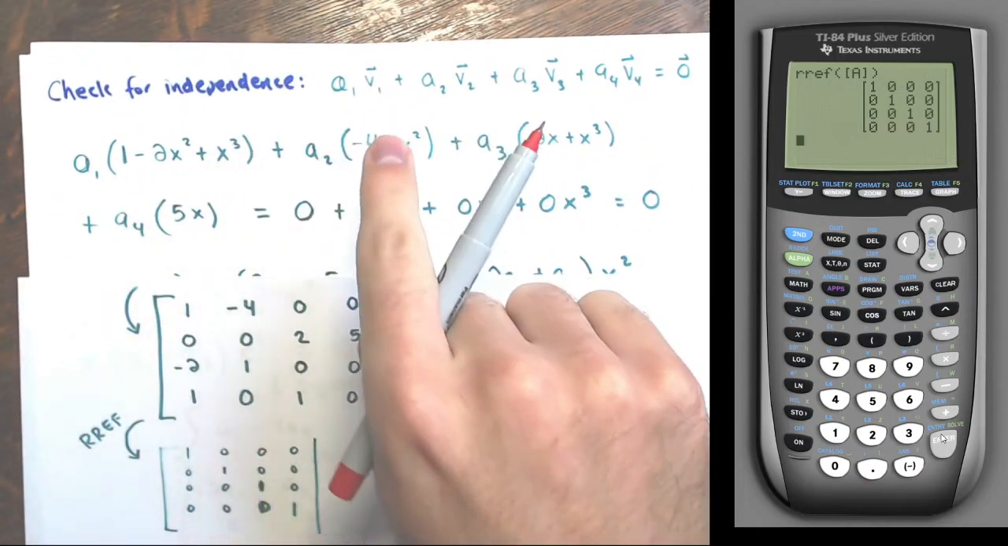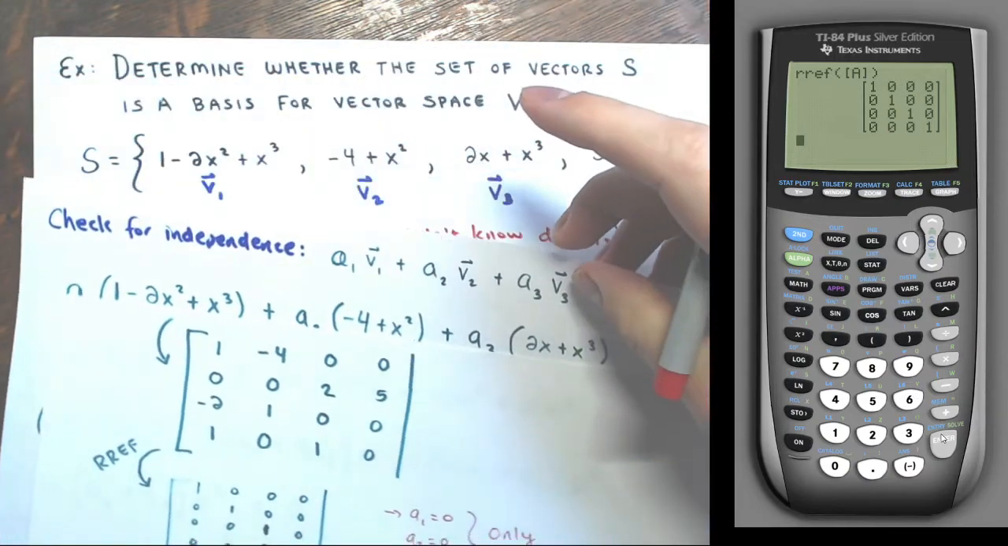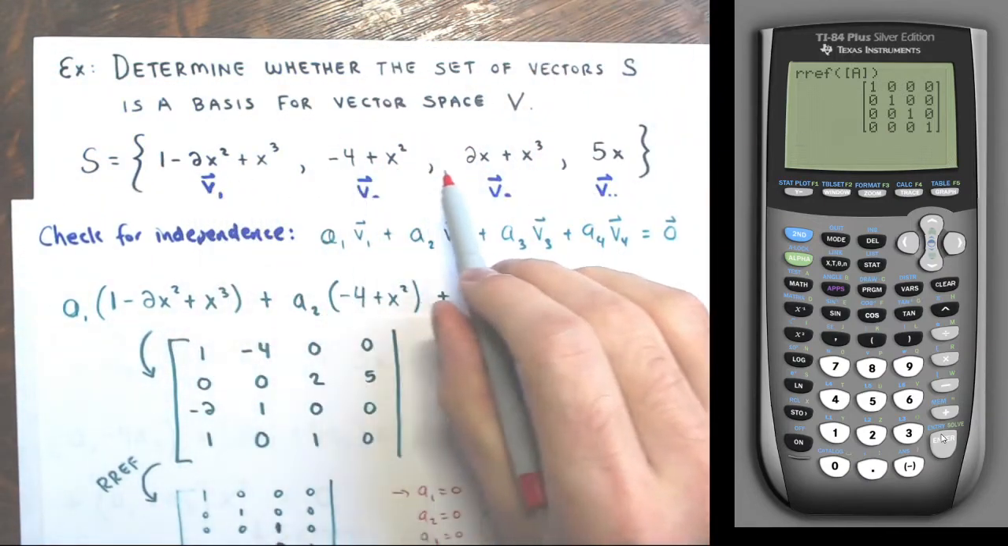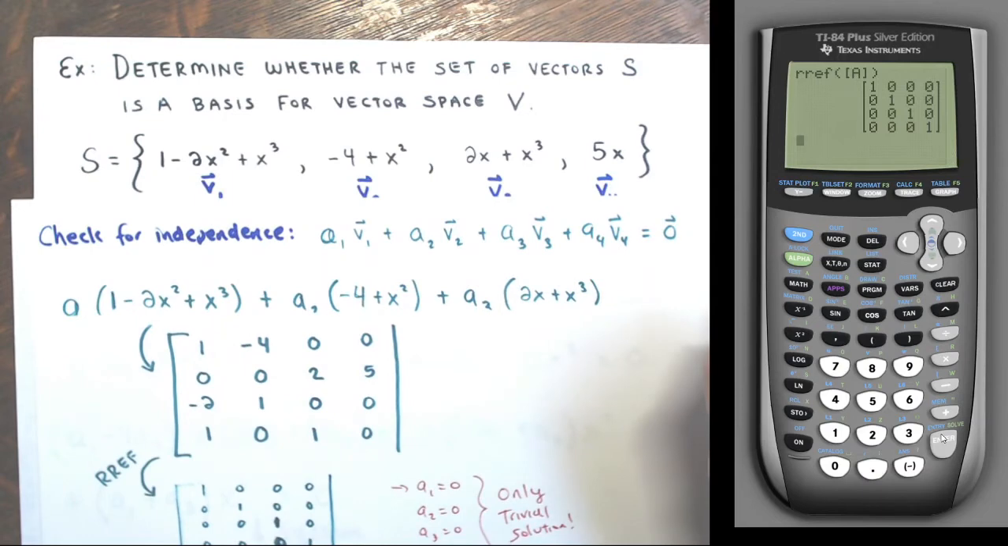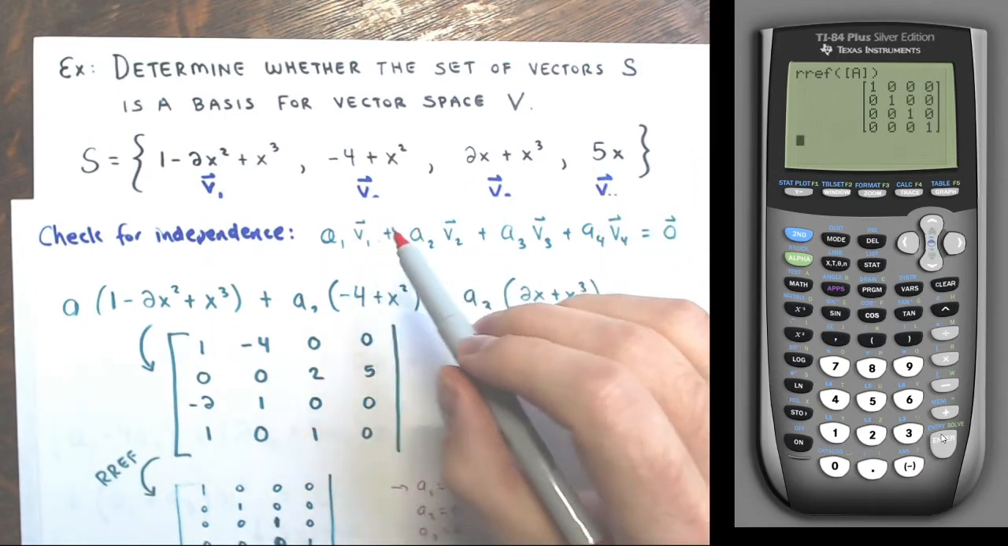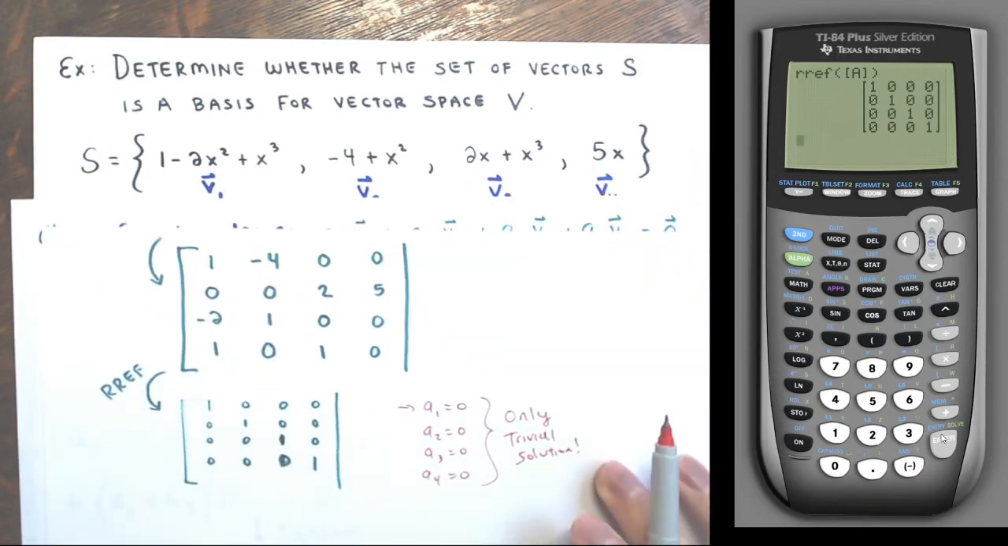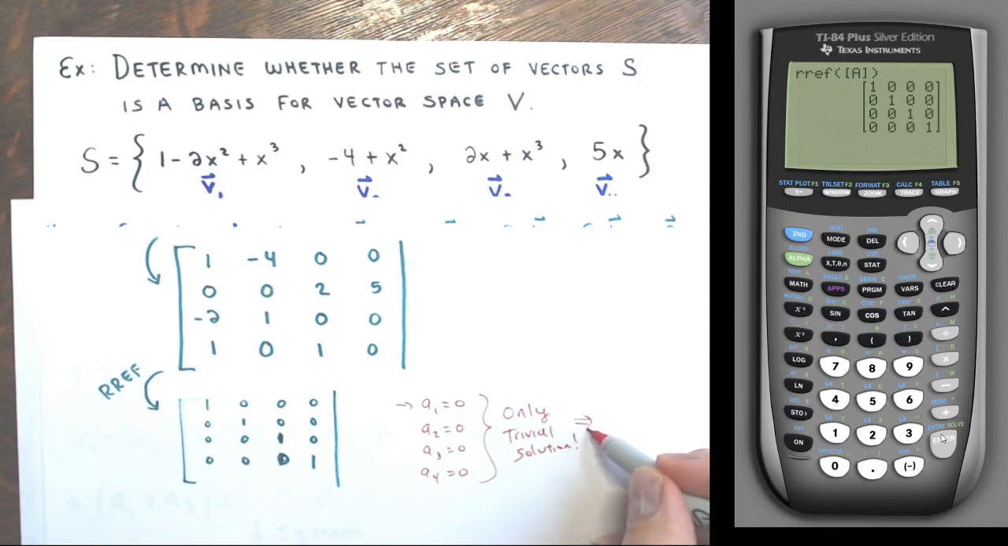The only way a linear combination of these vectors from S is equal to the 0 vector is if all the scalars, A1 through A4, are 0. So that tells me that the set S is linearly independent.